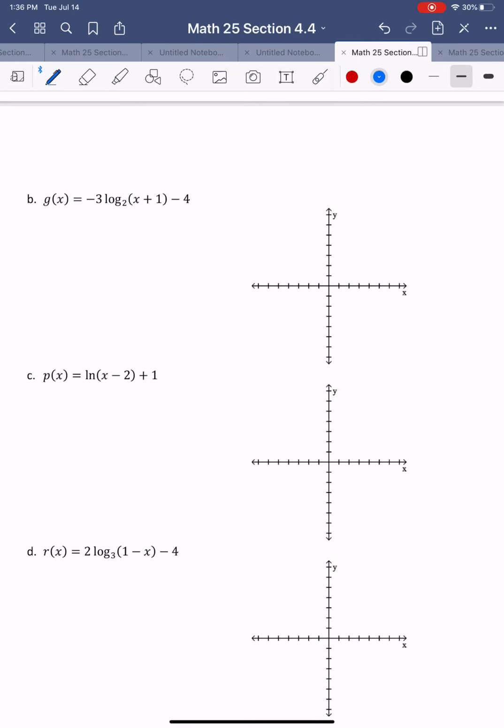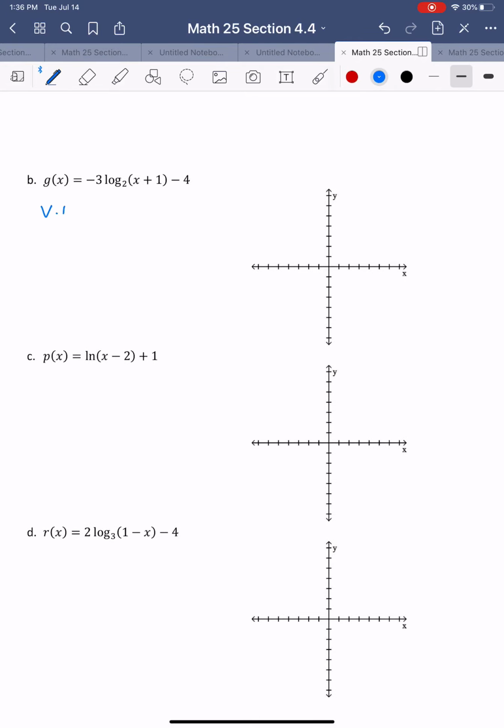The g function graph. So, vertical asymptote, which is what? x plus 1 equal to 0. Subtract 1 from both sides, x equals negative 1. So x equals negative 1 is a vertical asymptote.